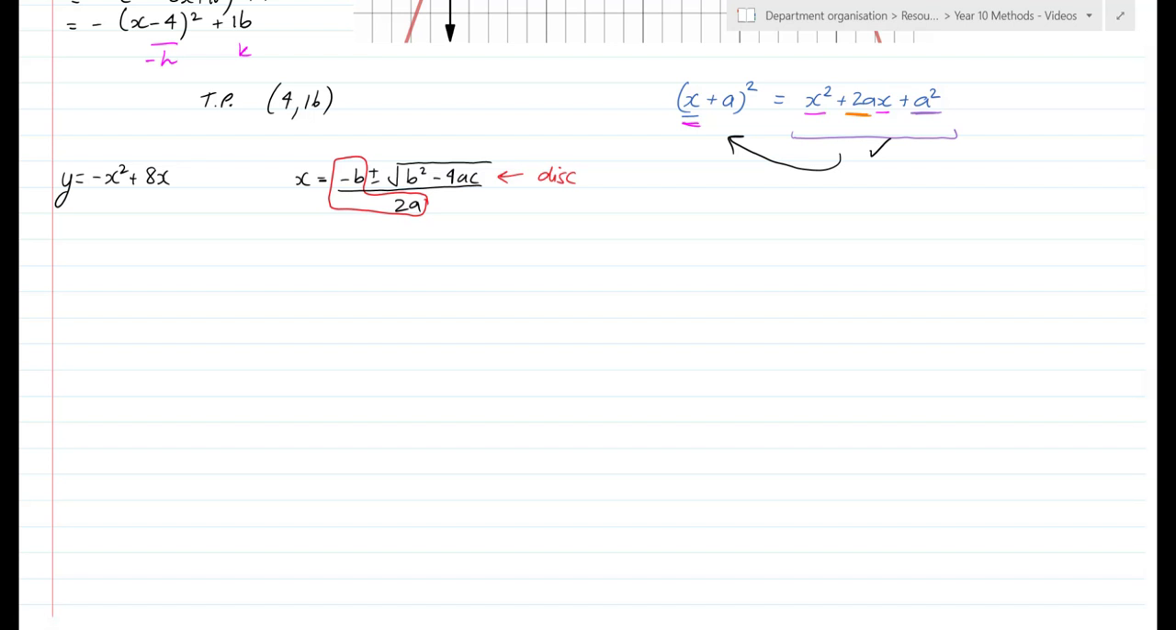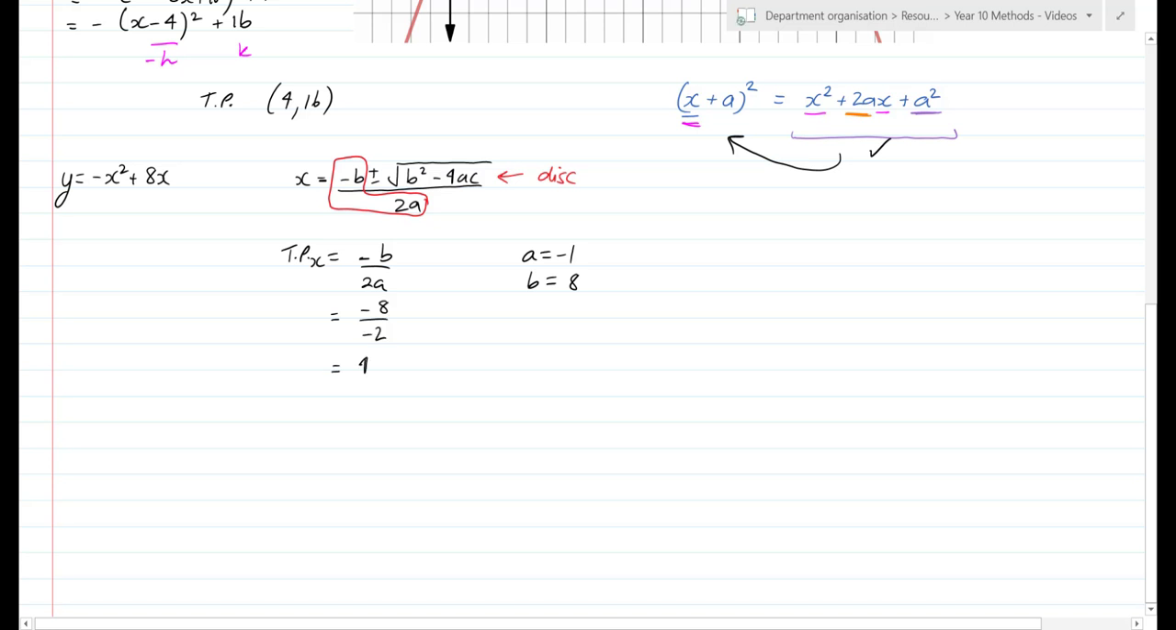So actually, the turning point x value is equal to negative b over 2a. So in this case I have a is equal to negative 1 and b is equal to 8, and so my turning point x value is equal to negative 8 over negative 2, which of course is equal to 4. As required, as we got earlier. My turning point y value, I'll put it straight back into the function: negative 4 squared plus 8 times 4, and that gives me 16, giving me a turning point of 4, 16.